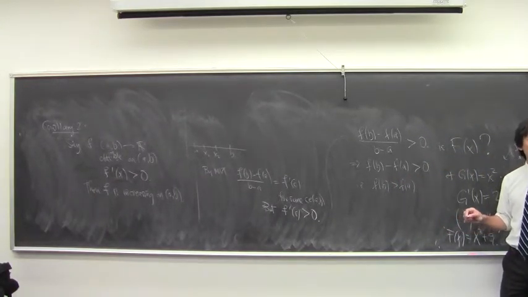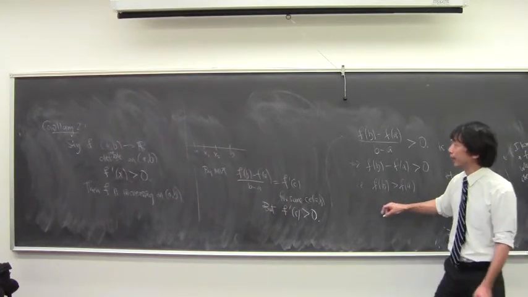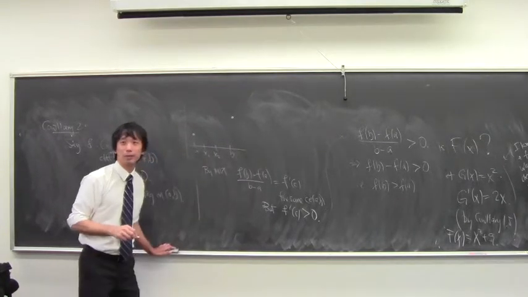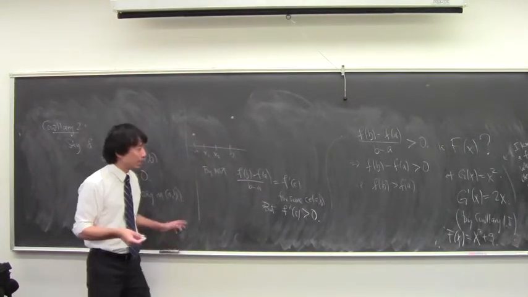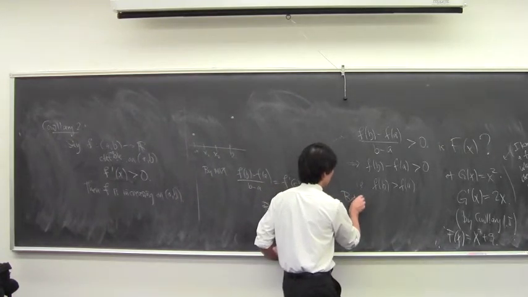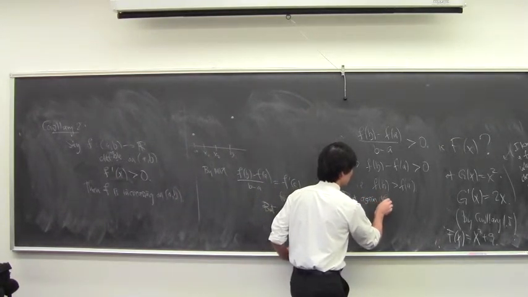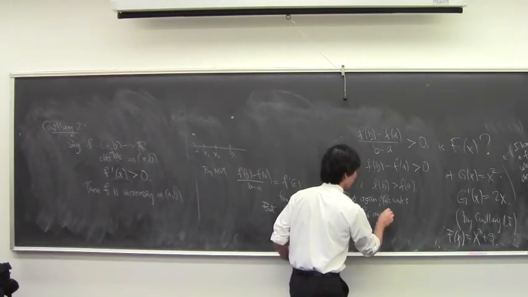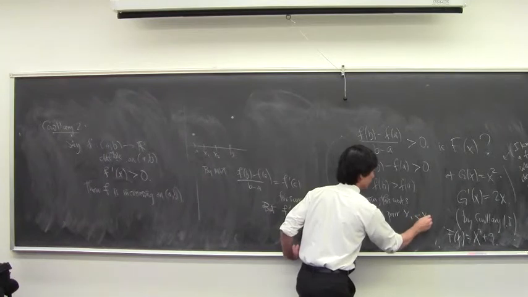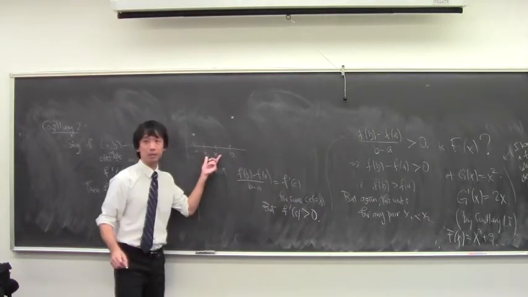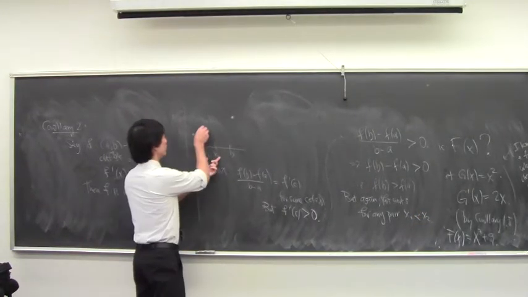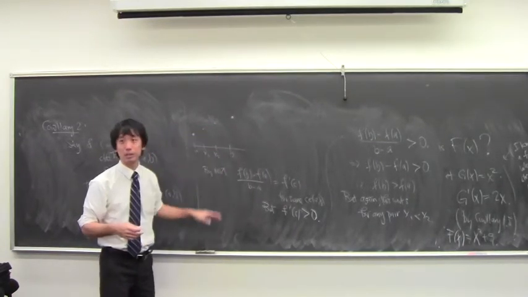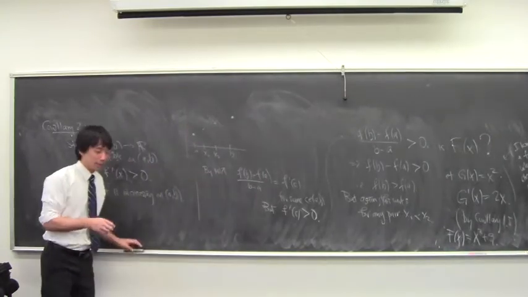So what that shows is that if you look at the endpoints, the one on the right must be bigger than the one on the left. But again, this works for any pair x1, x2. If you take any 2 points here, then the one on the right has to be bigger than the one on the left, and so your function's going to be increasing. Okay, that's it for today.